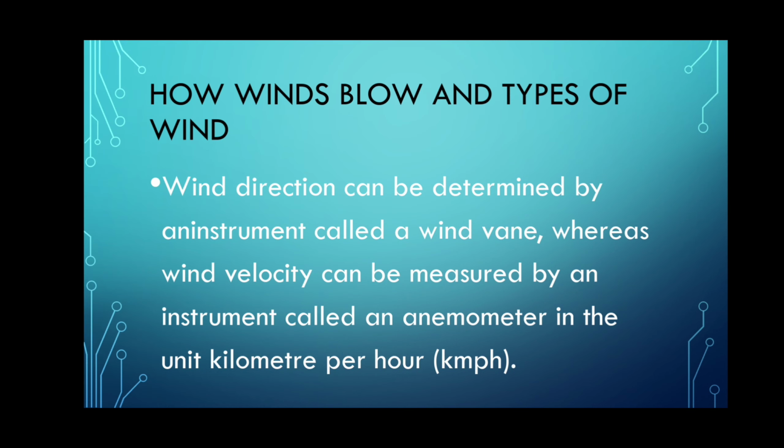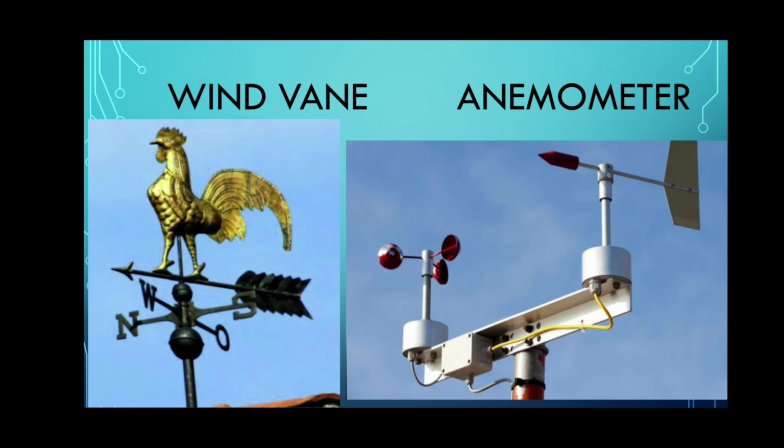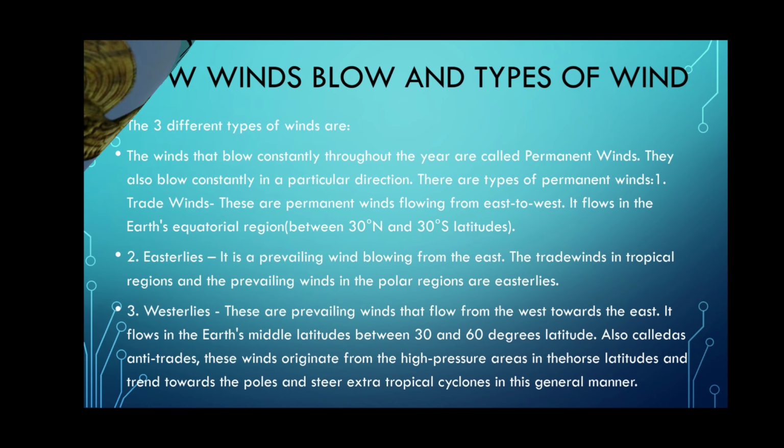Wind direction can be determined by an instrument called a wind vane, whereas wind velocity can be measured by an instrument called an anemometer in the unit kilometer per hour, kmph. The three different types of winds are: the winds that blow constantly throughout the year are called permanent winds. They also blow constantly in a particular direction. There are three types of permanent winds.